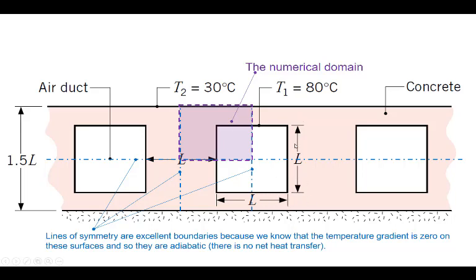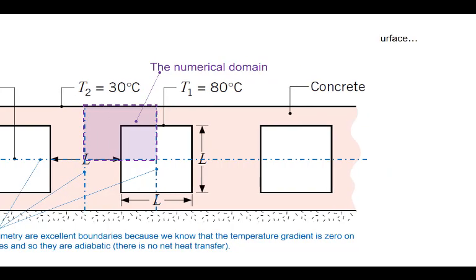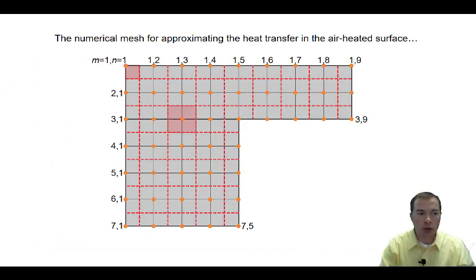There is no need to analyze the entire system because all of the information required is contained in this one unit. This unit is repeated over and over again in the remaining part of the wall. We are thus getting the maximum amount of information for the fewest number of nodes required. Here is a numerical mesh for approximating the heat transfer in the air-heated surface, in the numerical domain identified in the previous slide.